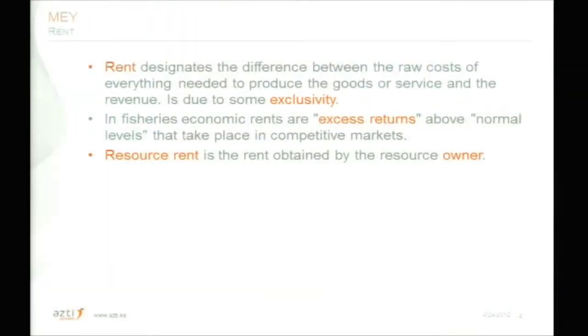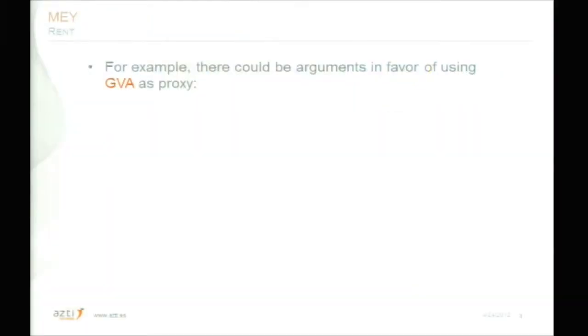Resource rent, which is a typical concept that we use in fisheries economics, is the rent obtained by the resource owner. And the proxy that we use as economists for resource rent is under some kind of discussion nowadays. For example, there are many arguments in favor of using gross value added as a proxy of rent. What is value added? Value added is just the summation of the capital remuneration and the labor remuneration.